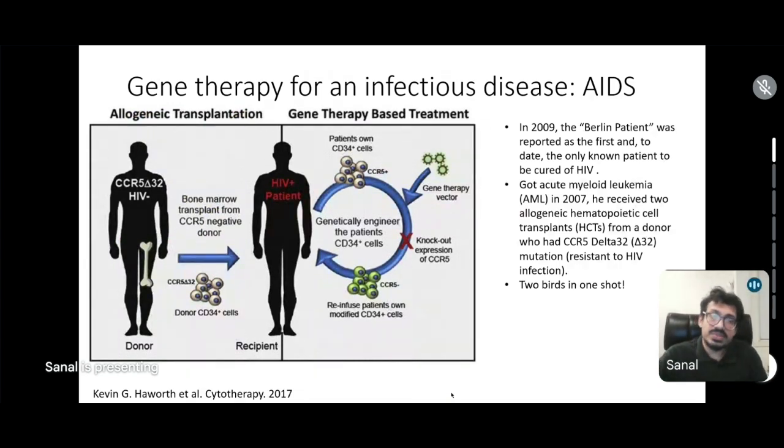Now, you can use gene therapy not only for cancer or hereditary diseases, but for infectious disease as well. A good example is AIDS, which is caused by, as you all know, HIV or human immunodeficiency virus. There is a famous patient from Berlin. He was called the Berlin patient, who had HIV AIDS.